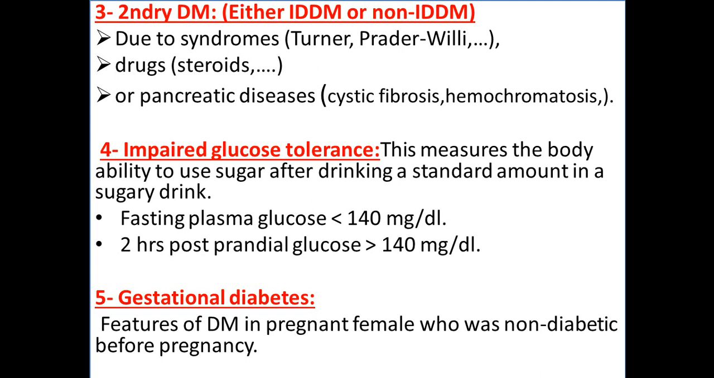And we have the fourth type, which we call impaired glucose tolerance, and sometimes it is known as the pre-diabetes type. This measures the ability to use sugar after drinking a standard amount of a sugary drink. Fasting blood glucose is less than 140, and the 2 hours postprandial is more than 140, which is abnormal. So this is the impaired glucose tolerance type of diabetes, and as we said, we call it pre-diabetic.